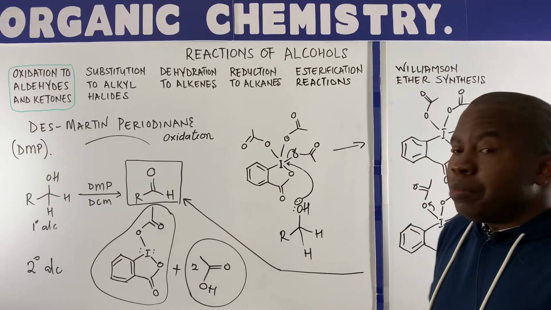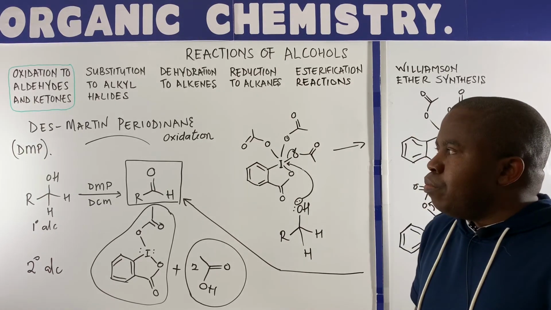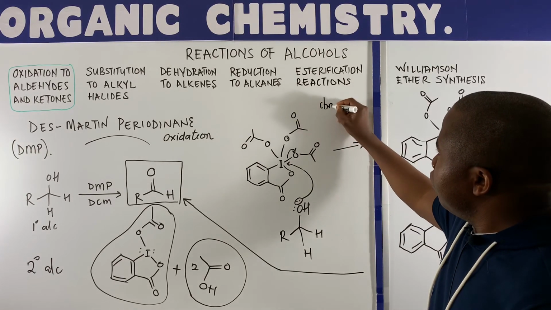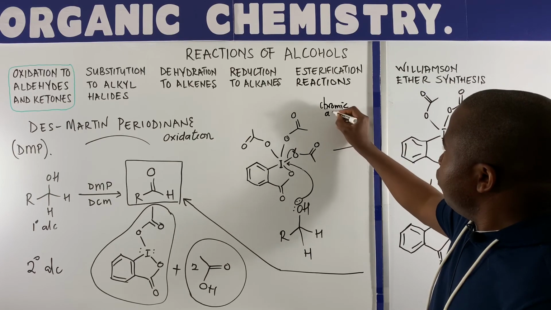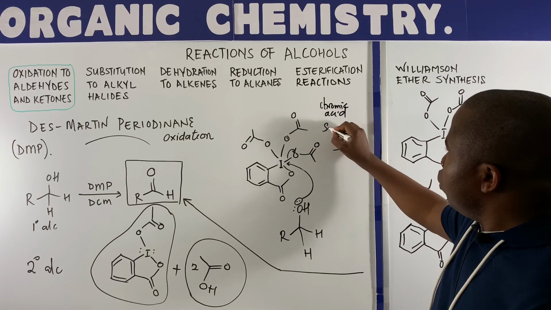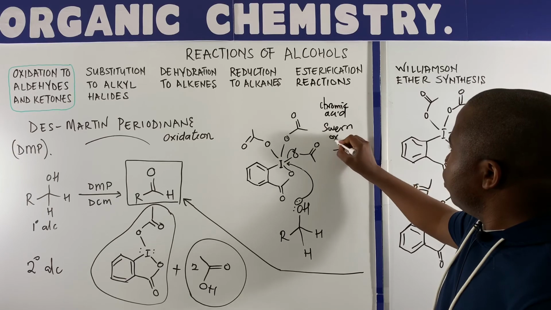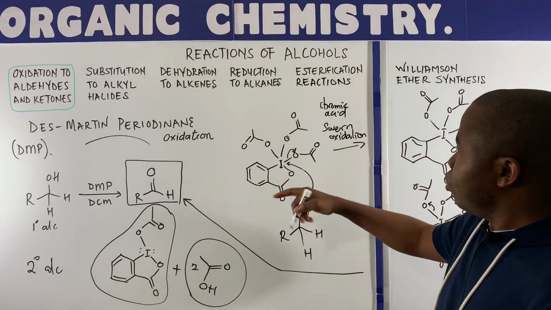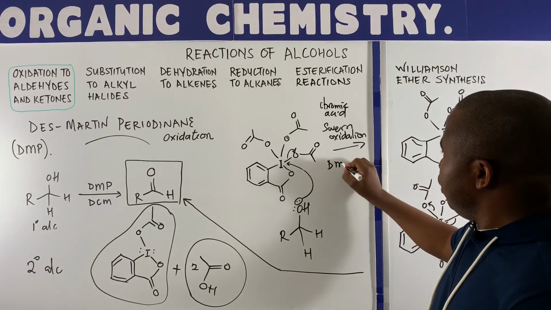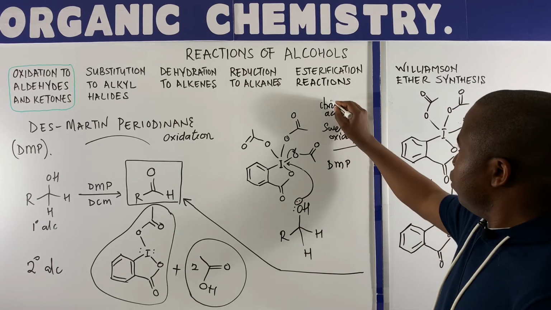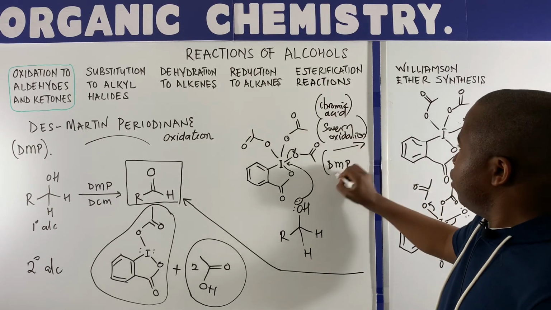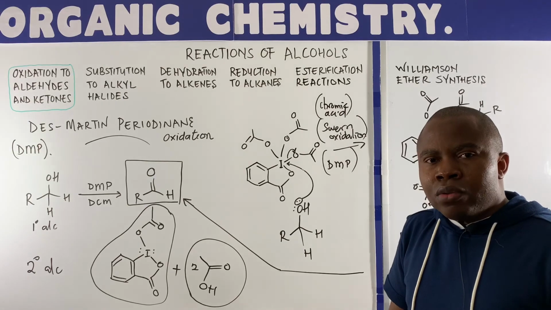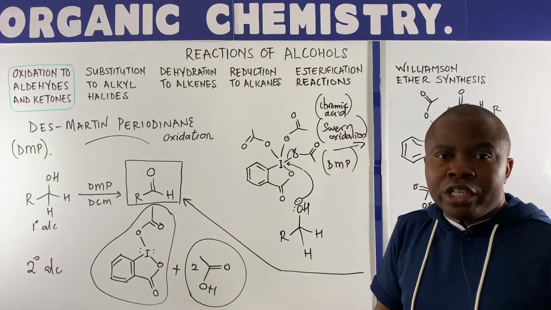So we have appreciated different oxidation methods to include the chromic acid method, the Swern oxidation method, and the last one that we talked about now, the DMP method. These three methods are very important methods that we use in organic chemistry to perform the oxidation of alcohols to either aldehydes or ketones.